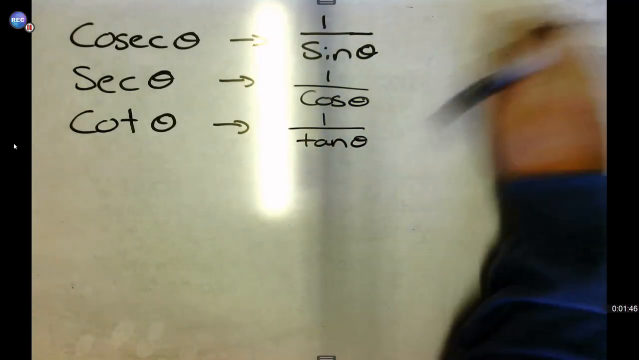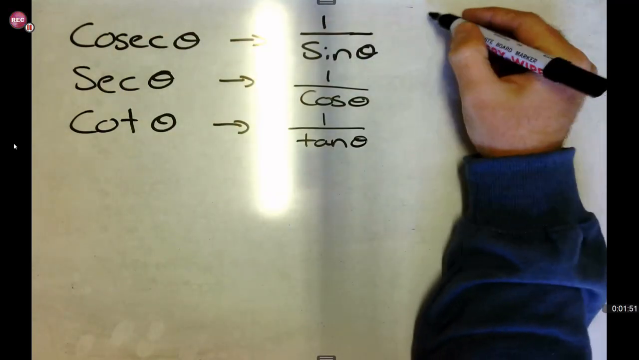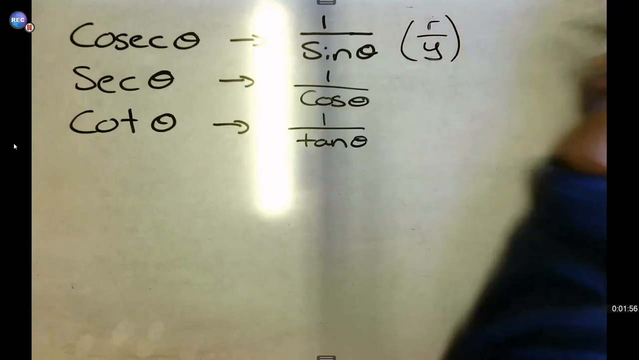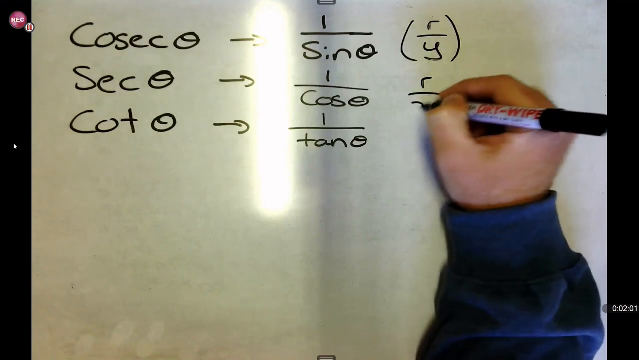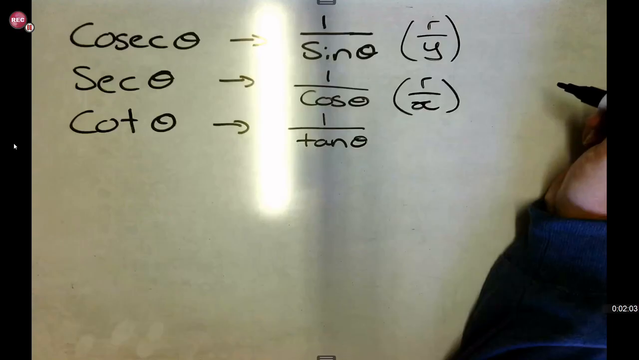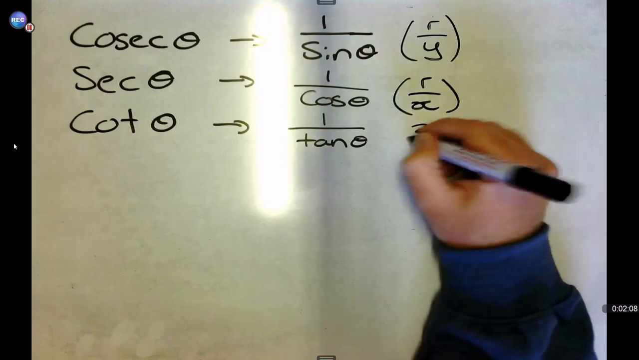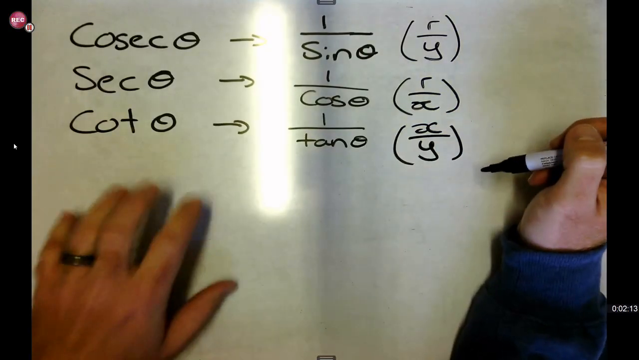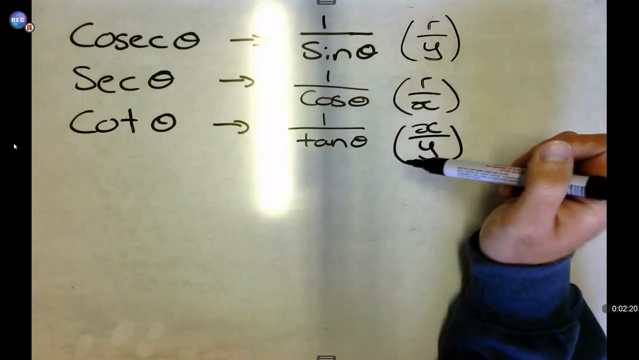So your ratios for these would change. Where sine was y over r, it would now become r over y. That would be the ratio then. Then for sec, where it was x over r, it would now become r over x in this case. And then for tan, where it was y over x, it would now become x over y. And that would be the reciprocal functions or the ratios for the reciprocals of sine, cos, and tan.